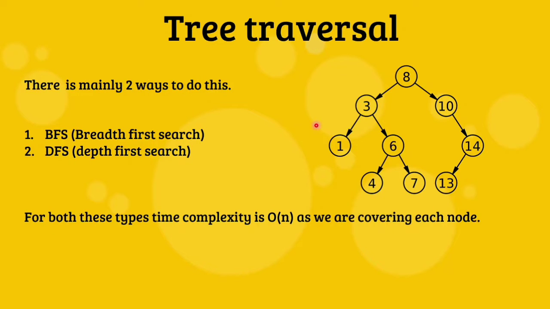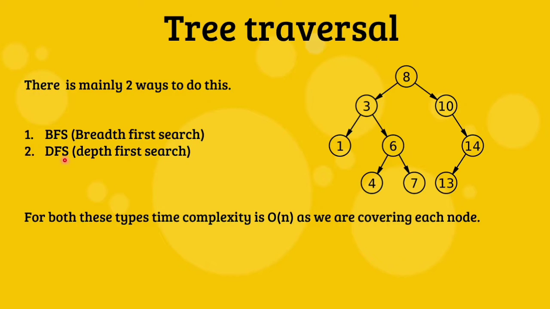Hello everyone. In this video tutorial, we will talk about tree traversal. There are mainly two ways to do this. The first one is BFS, breadth first search. That means we will start with our root node and then we will go 8, then 3, then 10, then 1, 6, 14 and so on. So we will cover the horizontal level first and then we will go down.